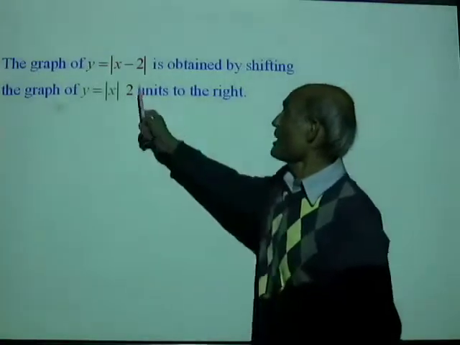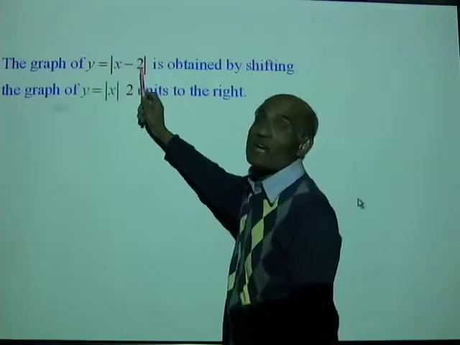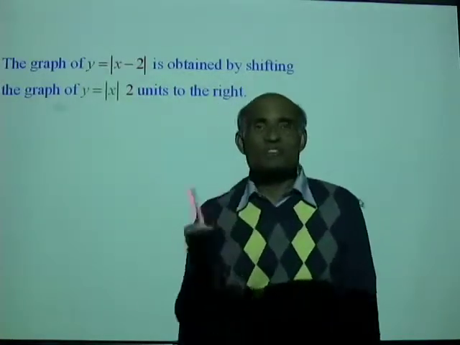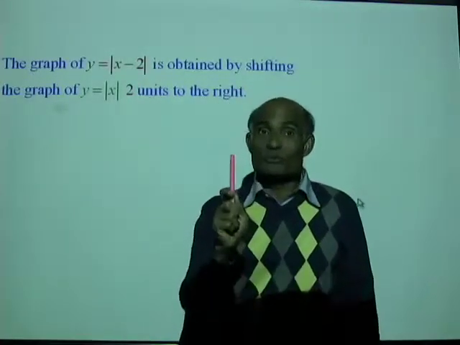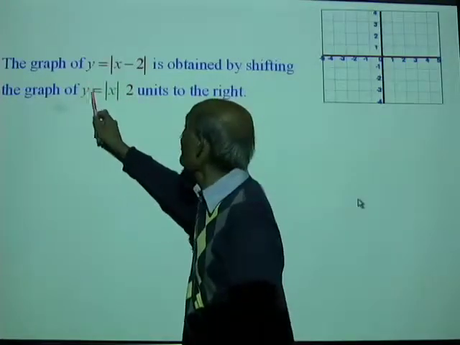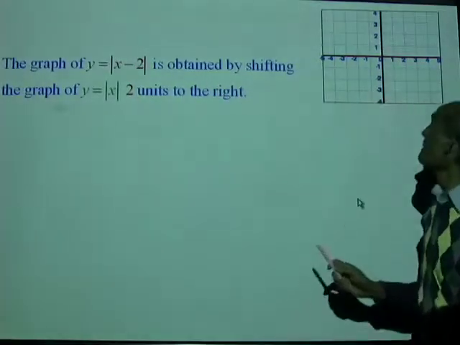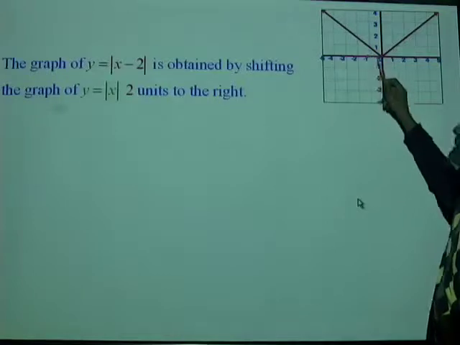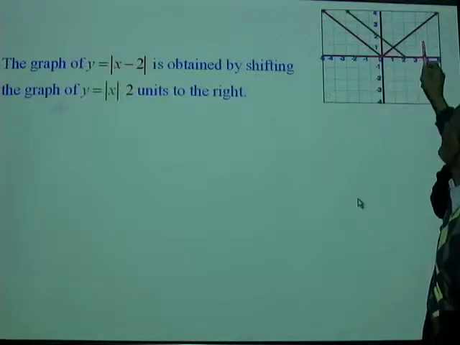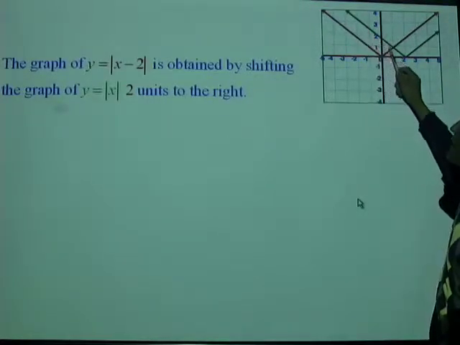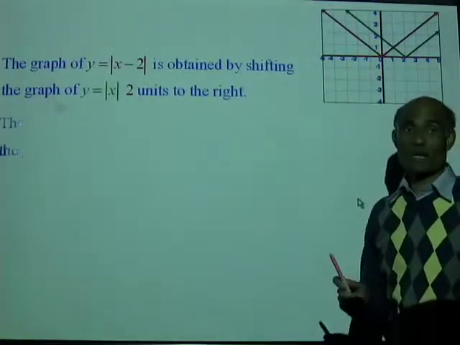Alright. How about this? The graph of absolute value of x minus 2. Tell me, what is the value of h there? H is positive 2. So you will shift the graph of y equal to absolute value of x 2 units to the right. So if this is the graph of absolute value of x, and then shift it 2 units to the right, you have the graph of absolute value of x minus 2. I hope that concept is clear.